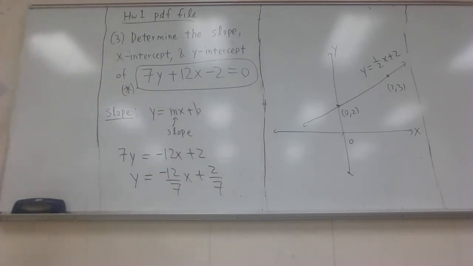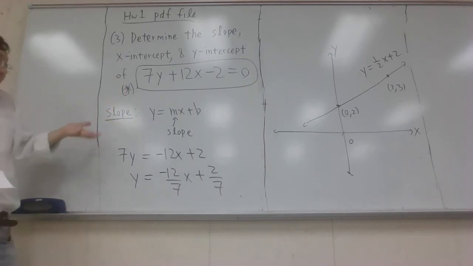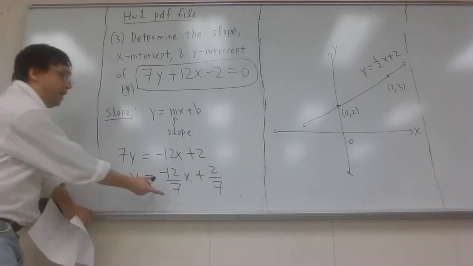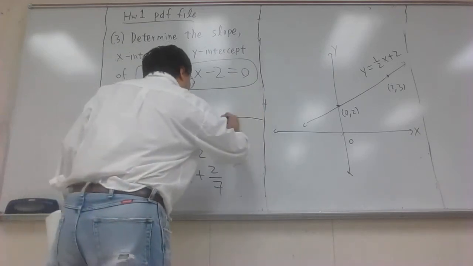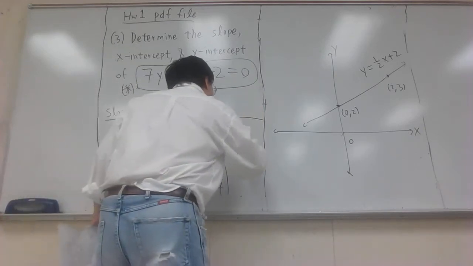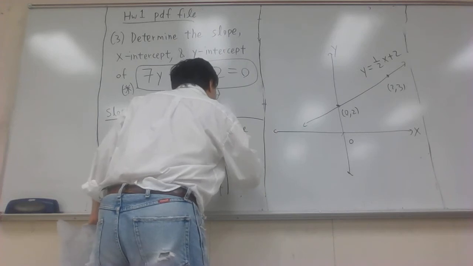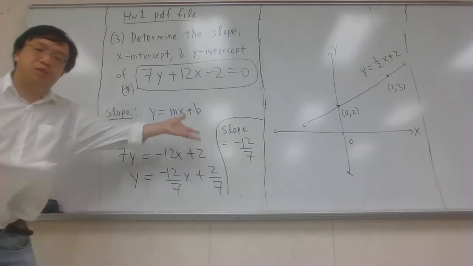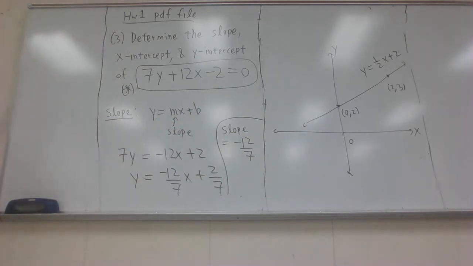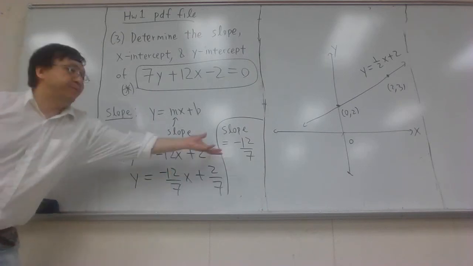Now this equation is in the standard form of a straight line equation, and it's very easy to read the slope. The slope is minus 12 over 7. Let me write the answer over here. Slope is equal to minus 12 over 7. That's the answer to the slope.